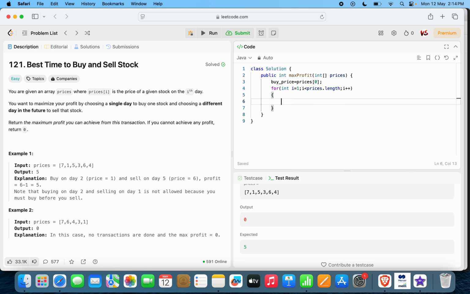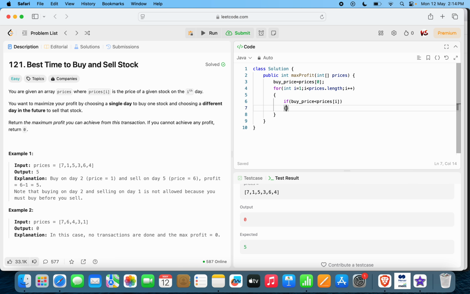So while traversing, if I find any lower buy price than the previous one, I will need to update it. So if buy price is greater than prices of i, I need to update the buy price to reduce it and to increase the profit. So here buy price equals prices of i.